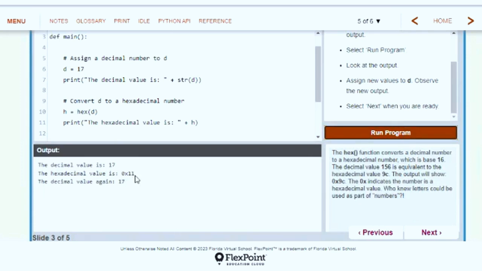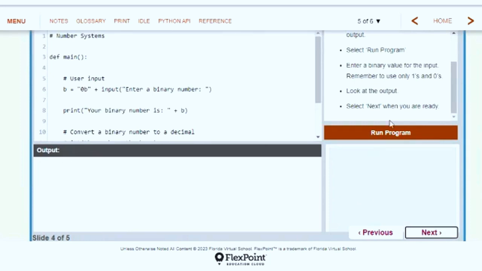So 11 in hexadecimal is 17, 11 in binary is 3, 11 in decimal is 11. Let's look at the next example.